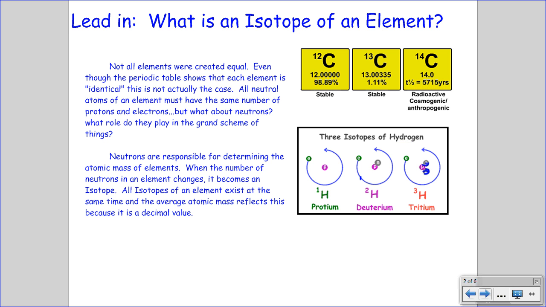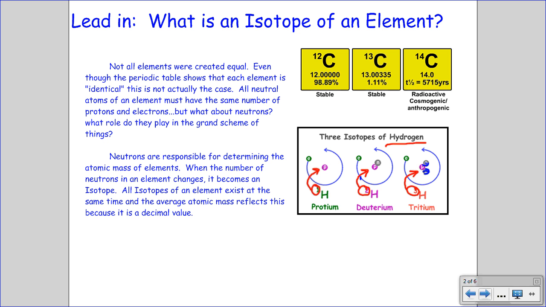This is a good picture of the three isotopes of hydrogen here. The first one is protium. You can see that the atomic mass is 1 because there's only one particle in the nucleus. The second one's called deuterium. The atomic mass is 2 because there's 2 particles in the nucleus. And the third one is tritium. Atomic mass is 3 because there are 3 particles in that nucleus.